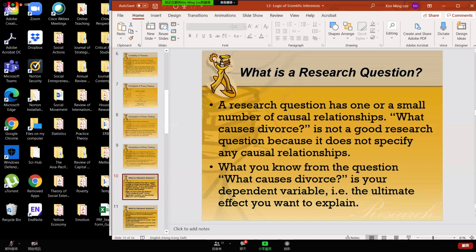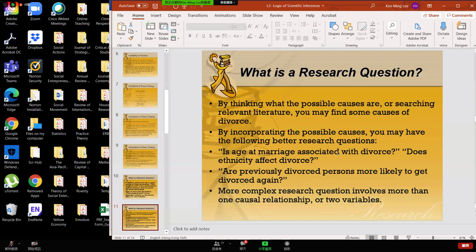Okay? So by thinking about what the possible causes are or searching relevant literature, you may find some causes of divorce. By incorporating the possible causes, you may have the following better research questions. Is age at marriage associated with divorce? That means the earlier you get married, the more likely you will get divorced later. Does ethnicity affect divorce?